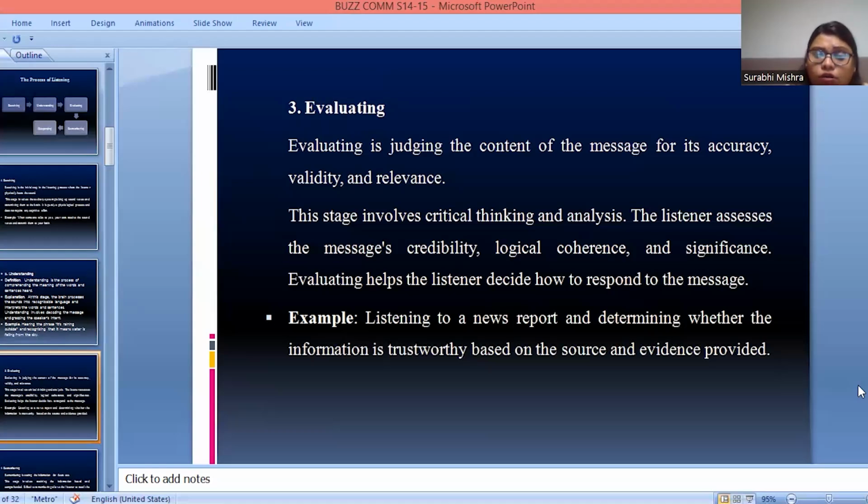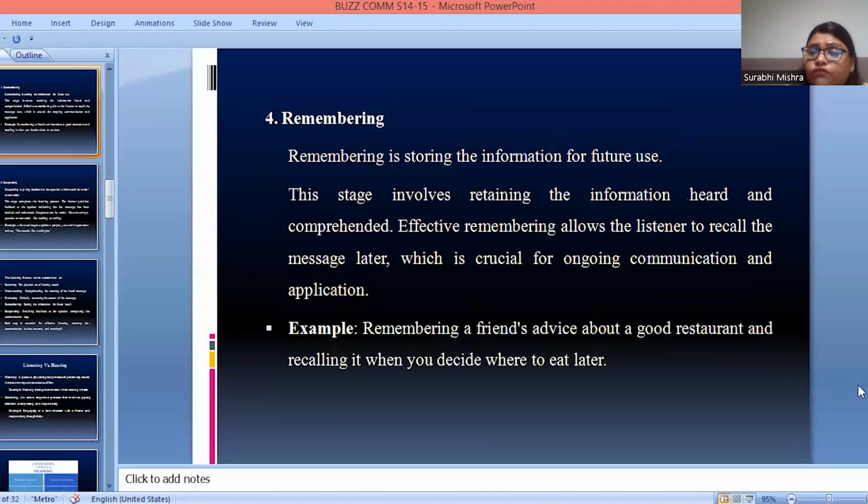Moving towards the next slide, we'll talk about the fourth step in the process of listening, that is remembering. Now, remembering here, as the name suggests, means we are memorizing it. We are storing the information for future use, right? This states that retaining the information which is being heard allows the listener to recall the message in future, which is crucial for ongoing communication and application.